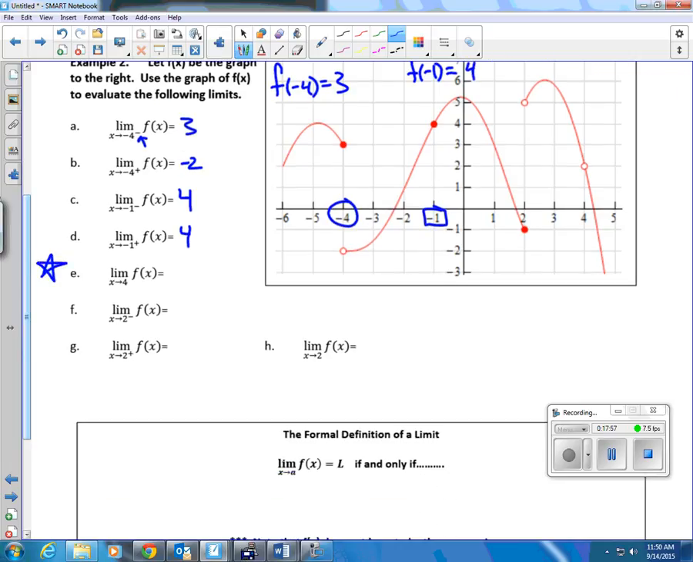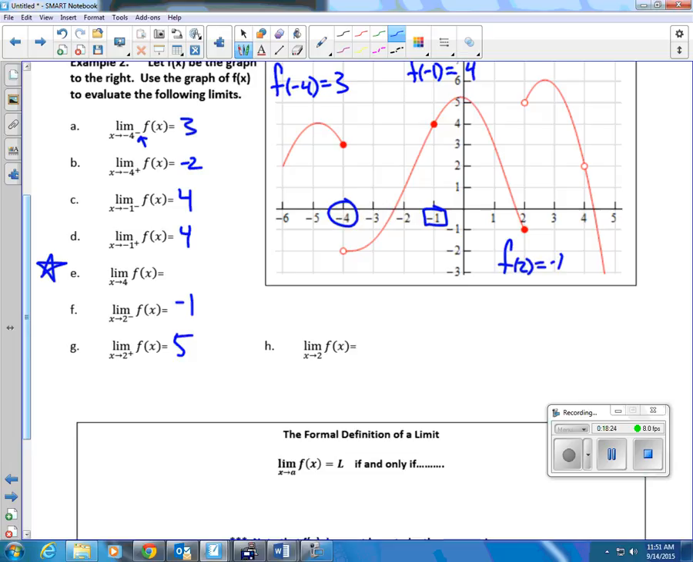Let's go to 2. We'll approach 2 from the left. What do we get? -1. Approach 2 from the right. 5. And what is f of 2 if you actually plug it in? -1.